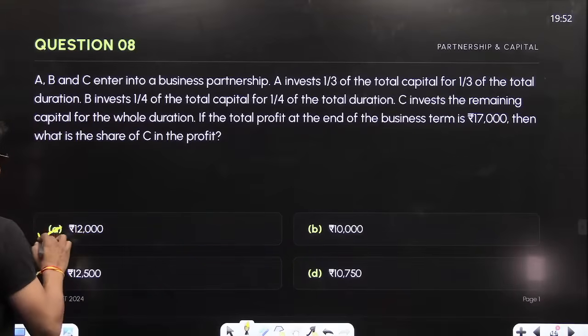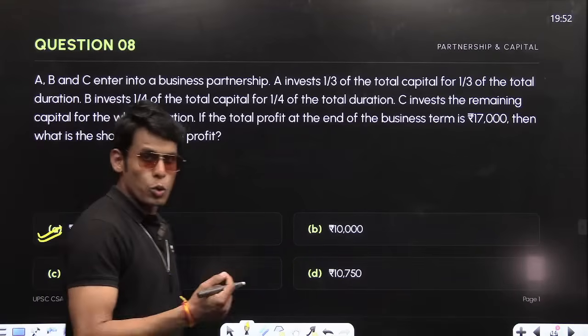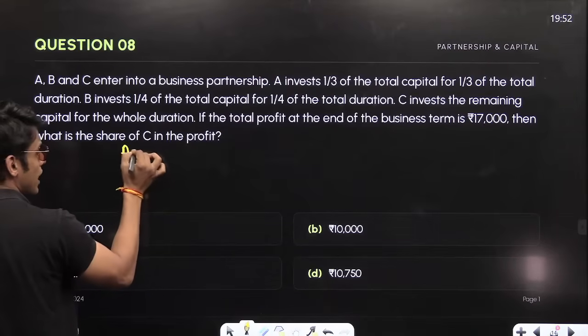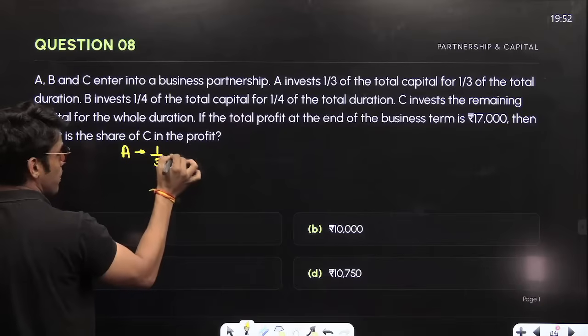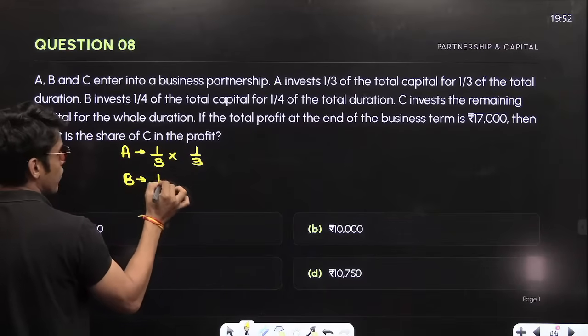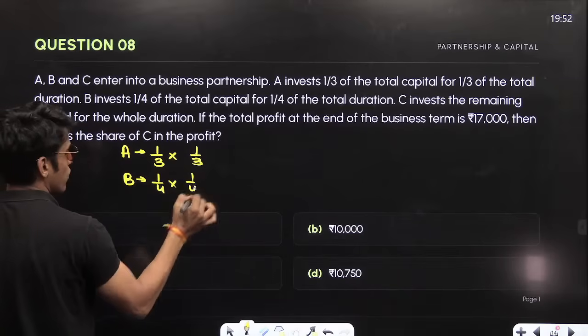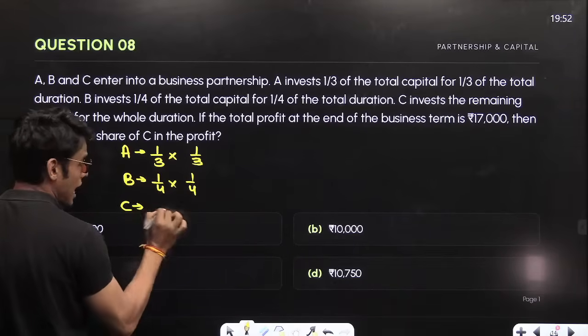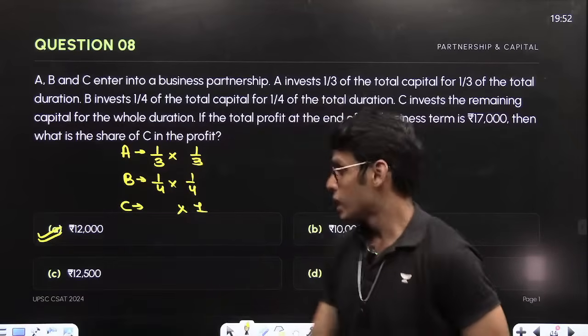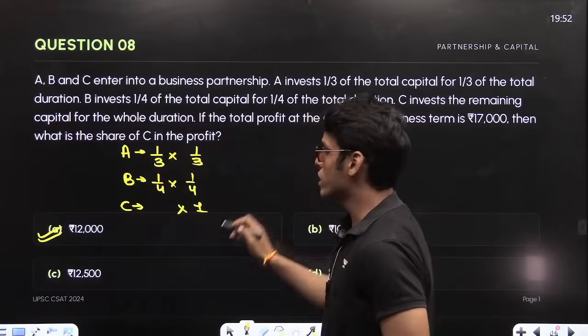The answer is A. Now let me show you the brief working. See, how do we do it? A invested 1/3 of the capital for 1/3 of the time. B invested 1/4 of the capital for 1/4 of the time. C, now that we will see, but he invested for the whole duration. Now, what is the capital invested by C?